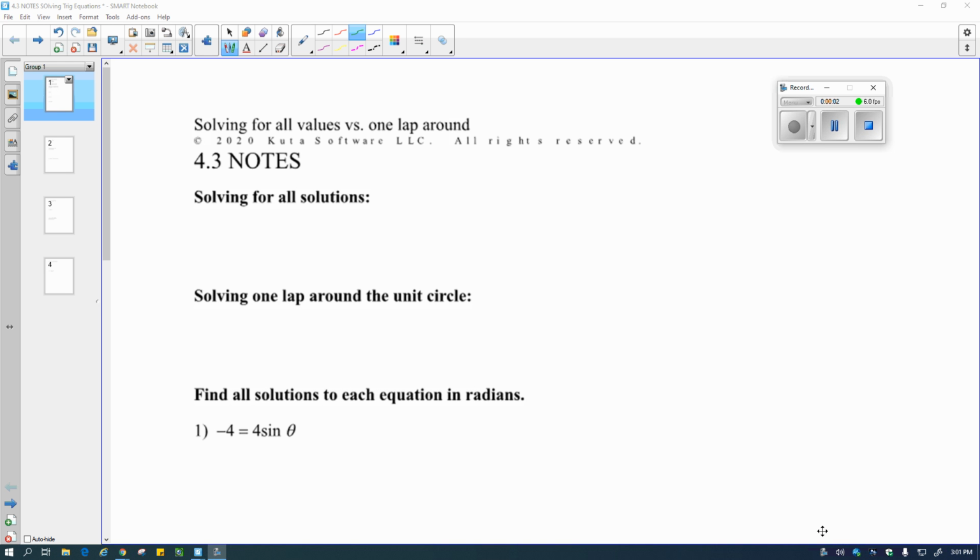We're going to be solving for all solutions as well as one lap around the unit circle. When we do all solutions, what we want to do is continue to go around the unit circle, and we do so by adding 2 pi repeated times. So we write that as plus 2 pi k, where k is an element of the integers. That just means k is an integer.